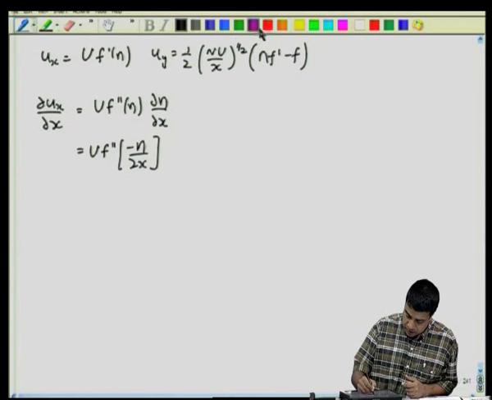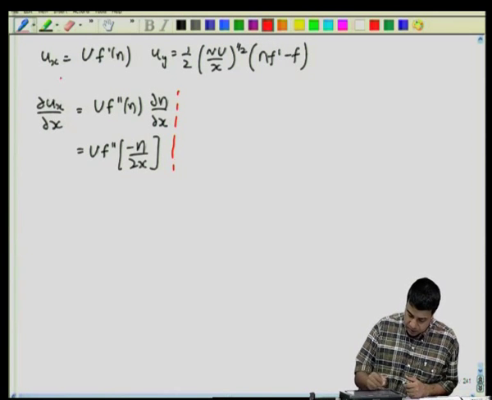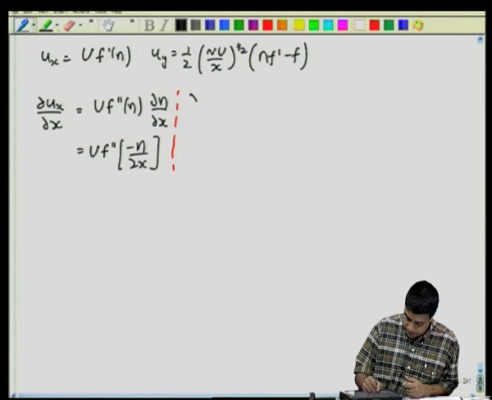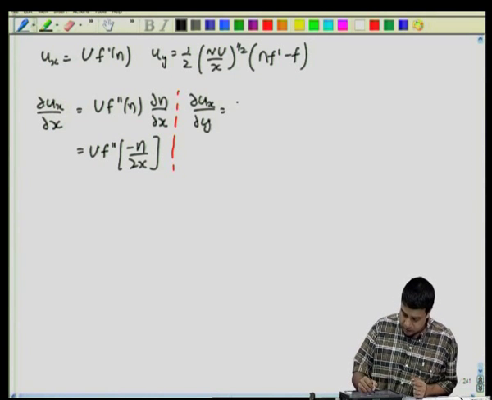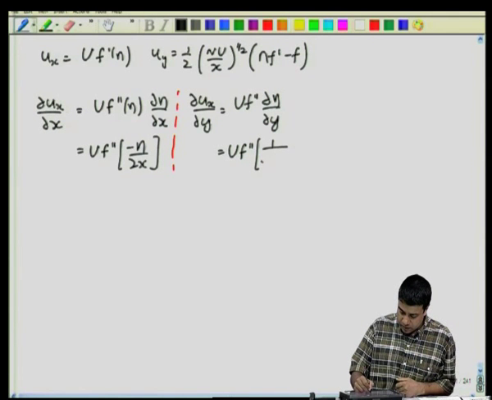Then I also have partial u_x by partial y, which is equal to u f double prime times partial eta by partial y, which is equal to u f double prime into 1 by root of nu x by u per half.